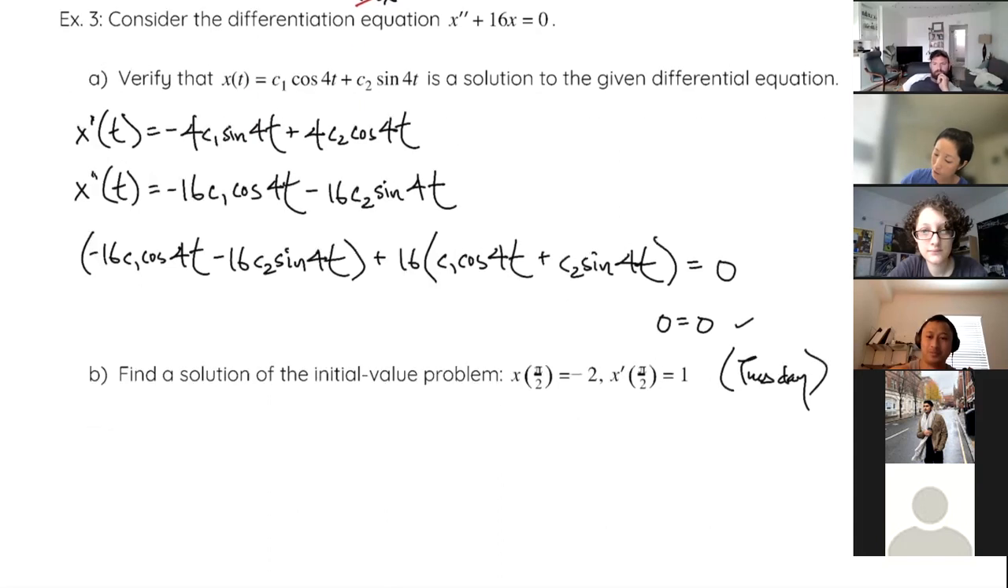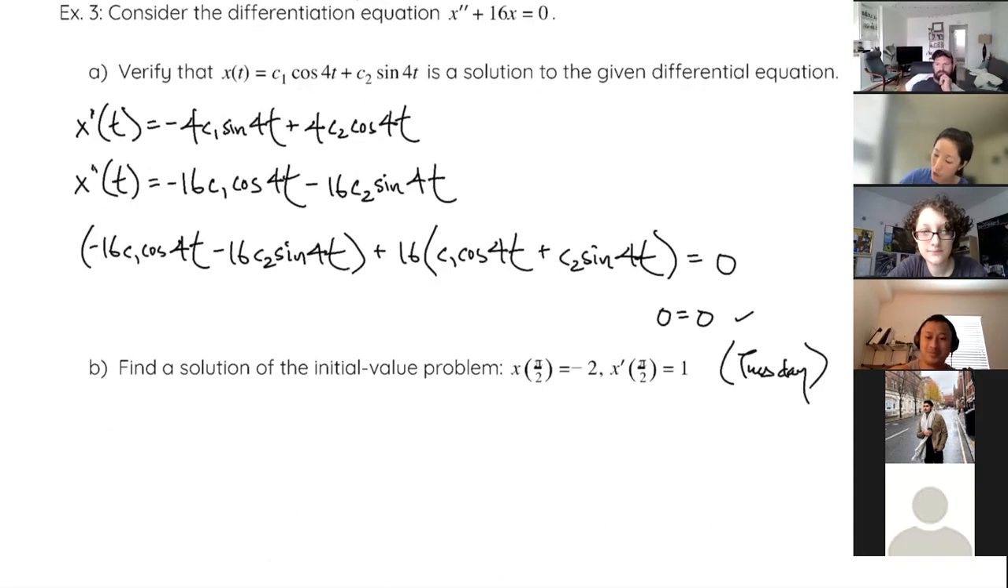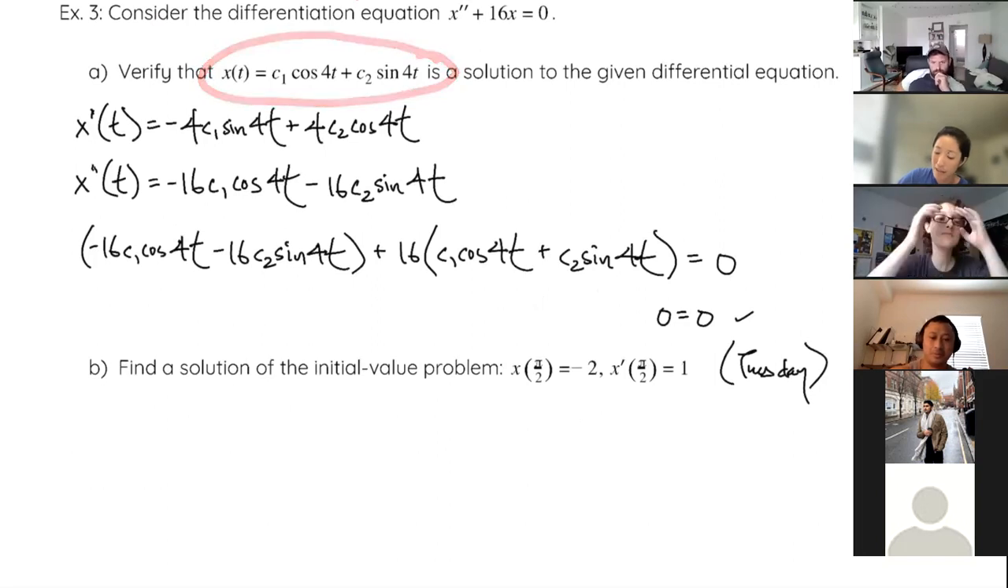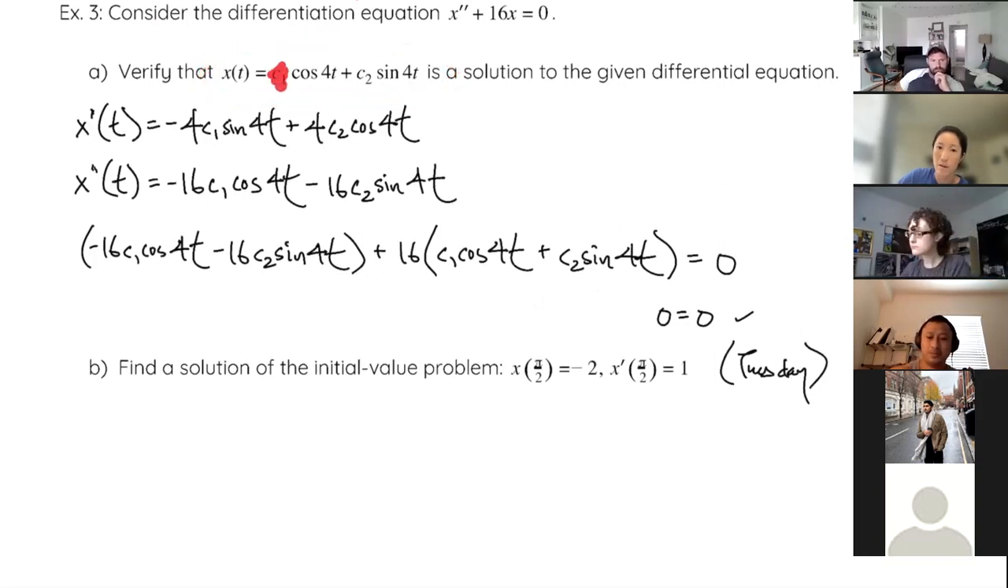And so after we finish part B, we're going to be able to write this equation, but instead of C1, we're going to have a number. And instead of C2, we're going to have a different number. Okay.